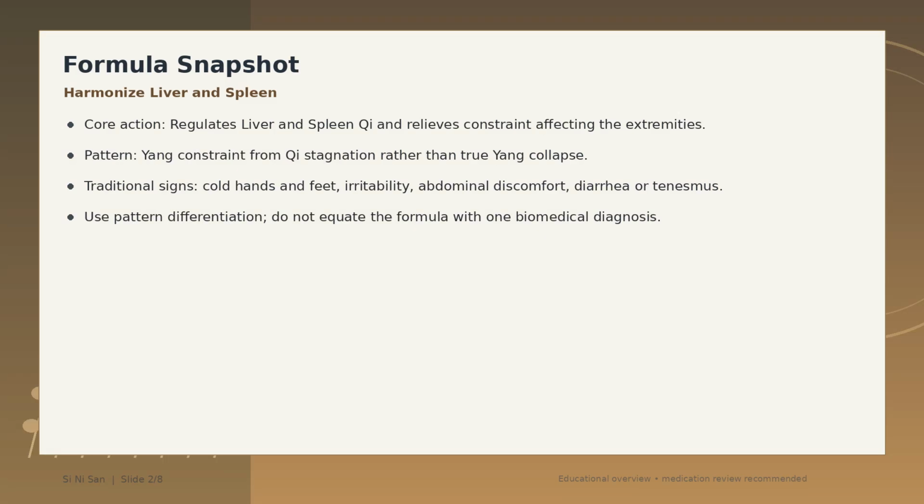Start with the pattern rather than the disease label. The traditional target pattern is yang constraint from qi stagnation rather than true yang collapse. Typical clues include cold hands and feet, irritability, abdominal discomfort, diarrhea or tenesmus, wiry pulse, normal body warmth. These findings are not all required, and the same biomedical diagnosis can present with different Chinese medicine patterns. Conversely, these traditional signs can arise from multiple biomedical conditions. That is why pattern differentiation and conventional red flag screening should occur together.